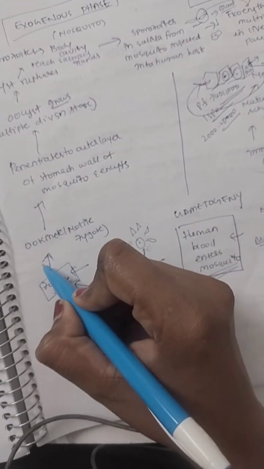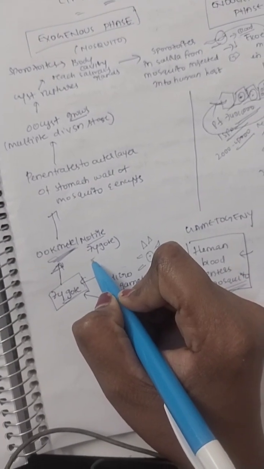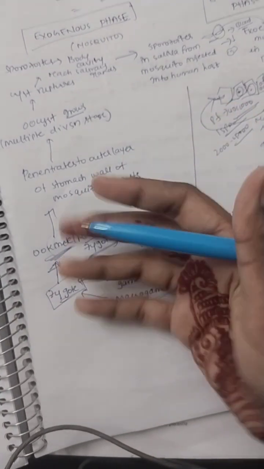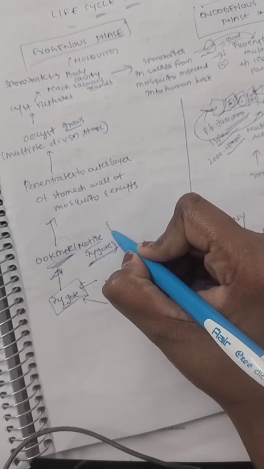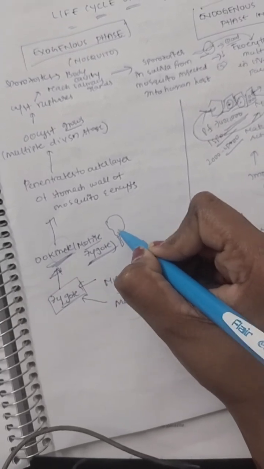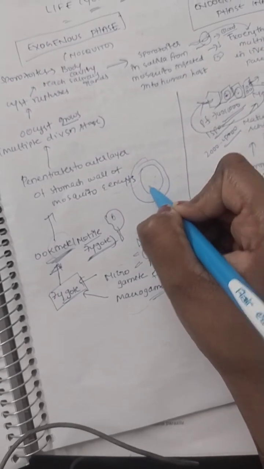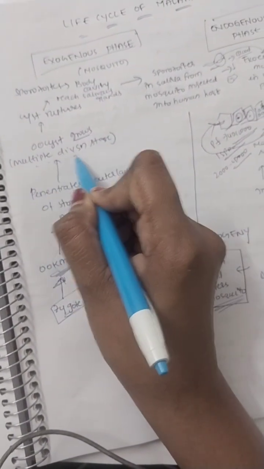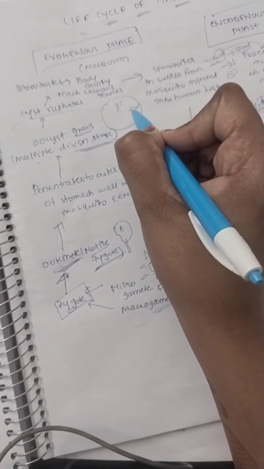The zygote differentiates into the ookinete. Ookinete is a motile zygote; kinete means there is some motion. It penetrates the outer layer of the stomach wall of the mosquito and encystation occurs. Later the oocyst grows and multiple divisions occur. Then the cyst ruptures, releasing the sporozoites.